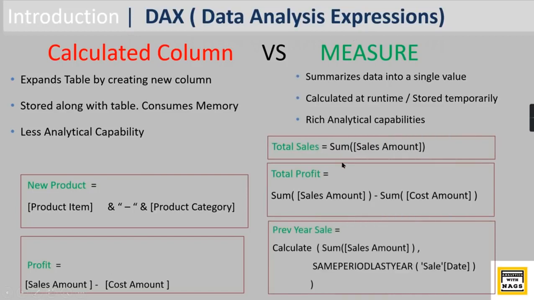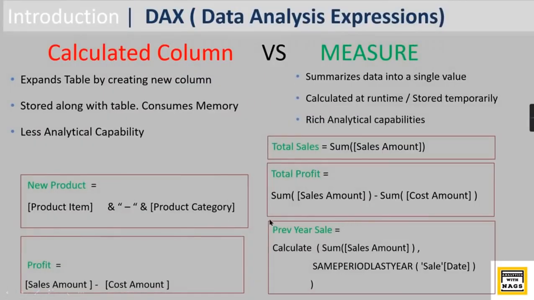Some examples of measures. You can see total sales, sum of it. As I said, it will summarize, so it will always wrap around one function, like sum of sales amount. This is the column name. This is not a fully qualified name; we will have a table name along with the column name. This is just for demonstration so you can understand. So sum of sales amount, this is the column name, and this is a numerical column data type. Then another example, sum of sales amount minus sum of cost amount. This is another example of writing a measure.